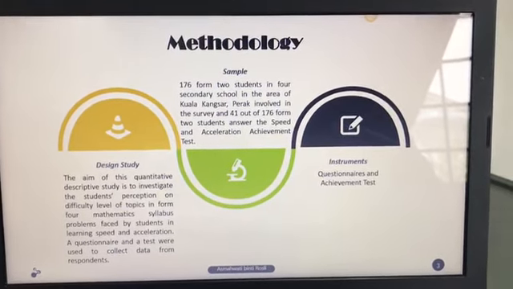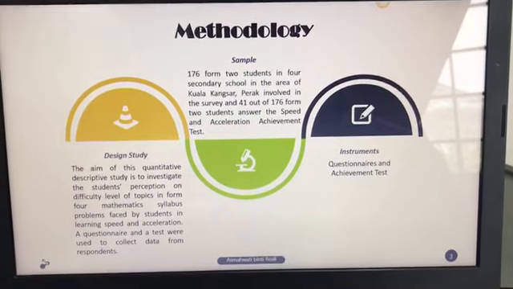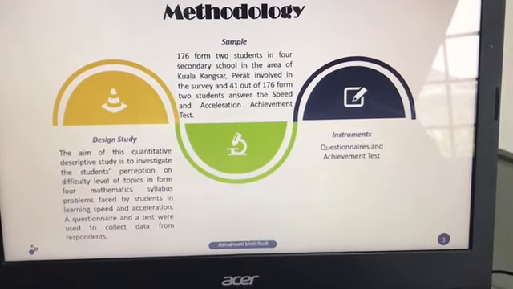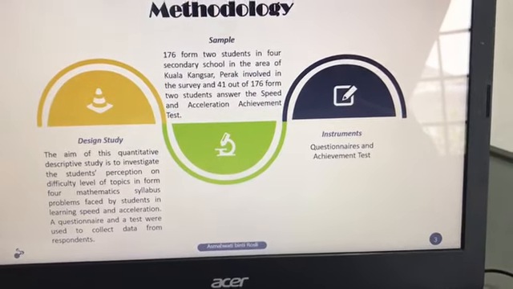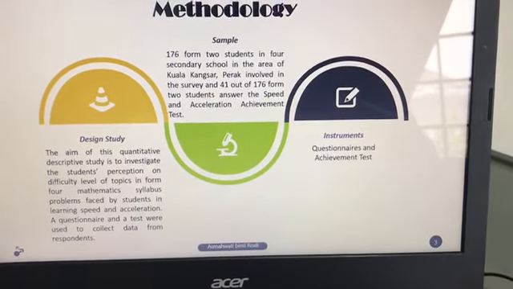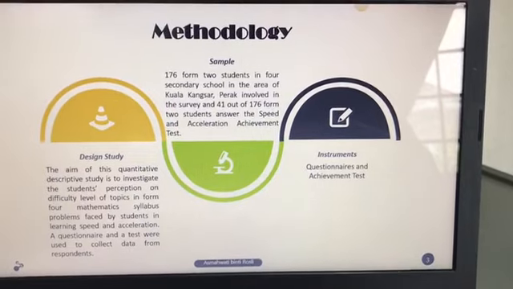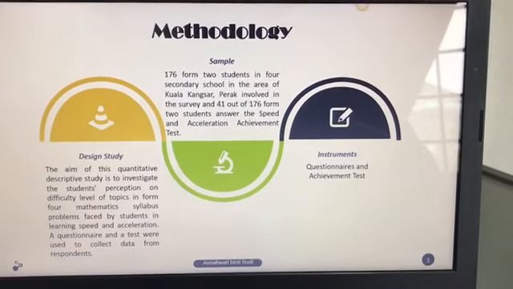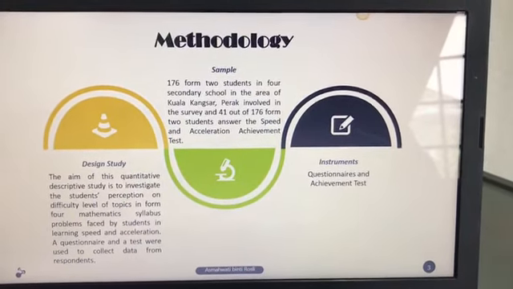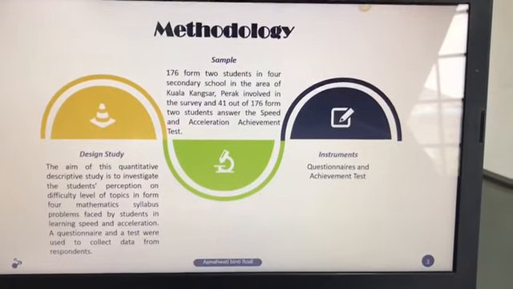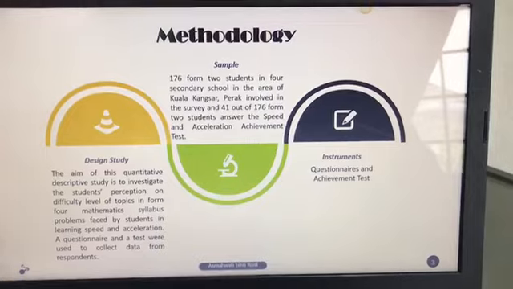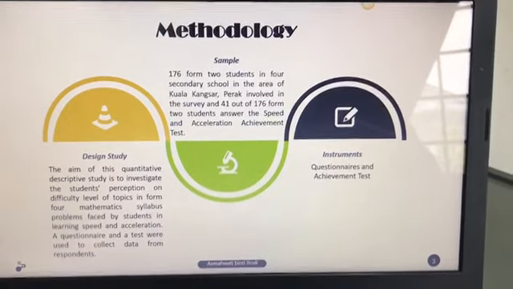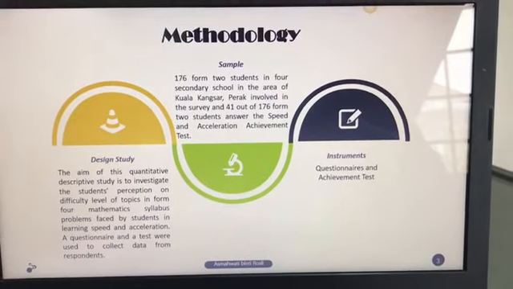And then for the sample, 170 Form 2 students in secondary schools in the area of Kuala Kangsar, Perak were involved in the survey, and 41 out of the 170 Form 2 students answered the speed and acceleration achievement test. Their age is 14 years old. Both male and female pupils are the research participants.